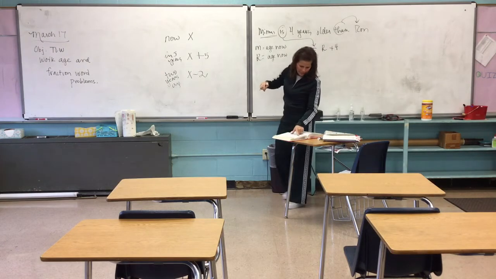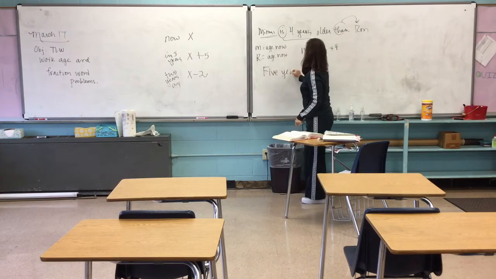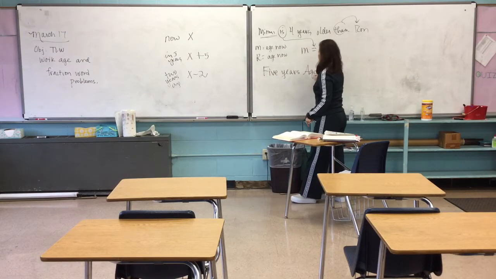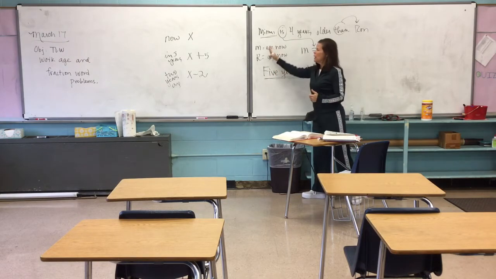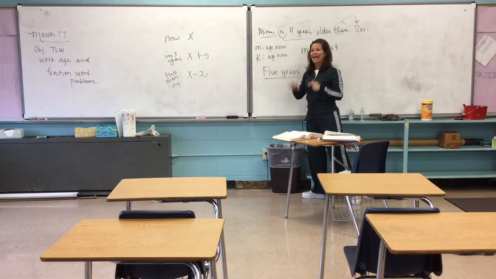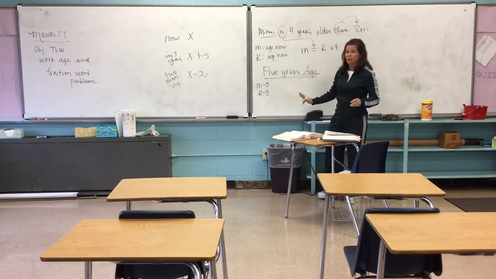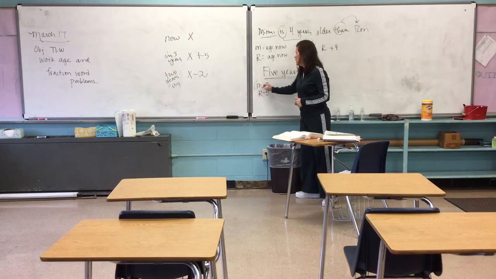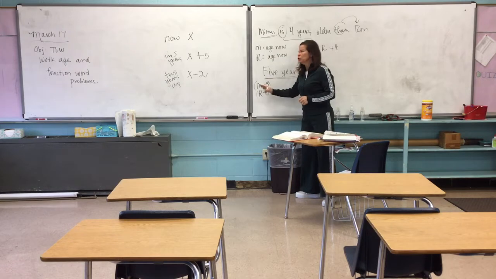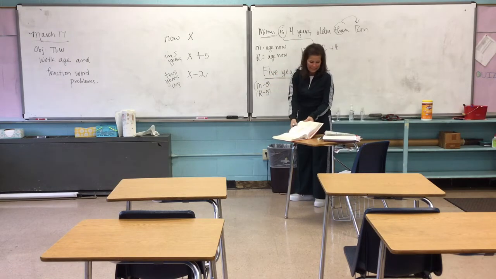The second part says, 5 years ago, very important here, we can't use M and R for 5 years ago. M and R are their ages now. So 5 years ago, that's going to be M minus 5 and R minus 5. Everybody comfortable with that? 5 years ago. So these are the variable expressions that I'm going to use when I'm dealing with this next sentence, which is 5 years ago.